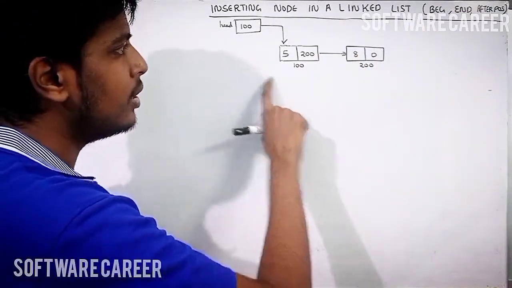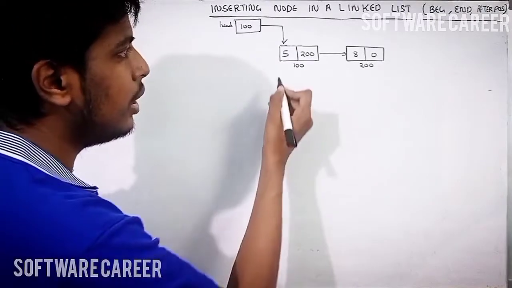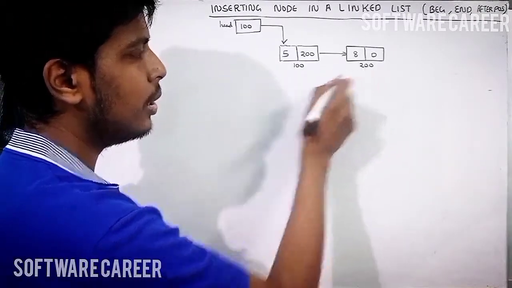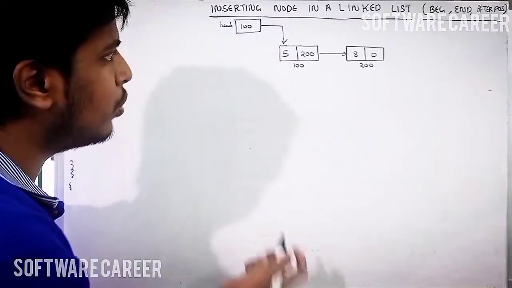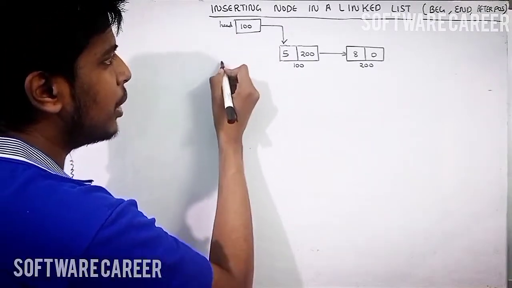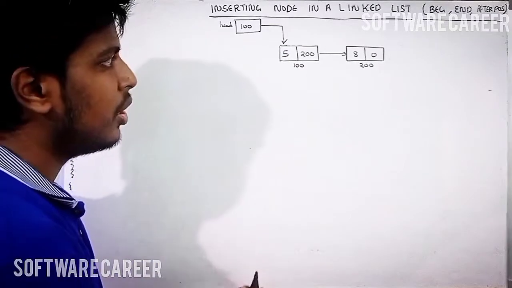Now see, this is the given linked list which is containing two nodes having addresses 100 and 200. This head pointer is pointing towards the first node. Now you want to insert a new node at the beginning of a linked list. So see, what is the first step?